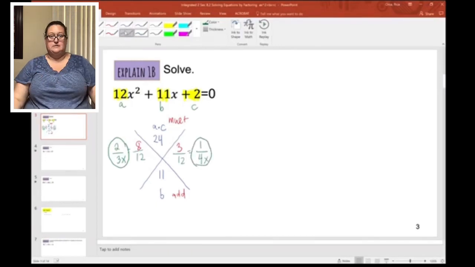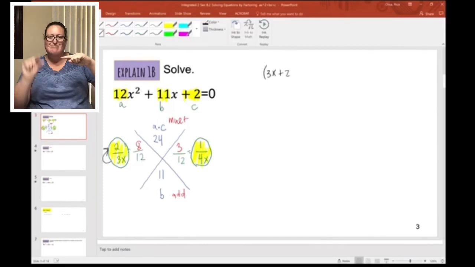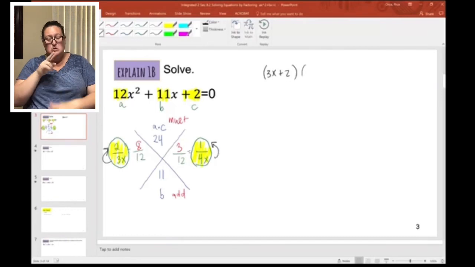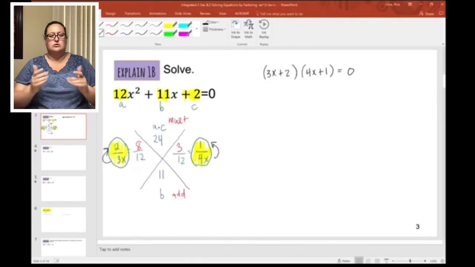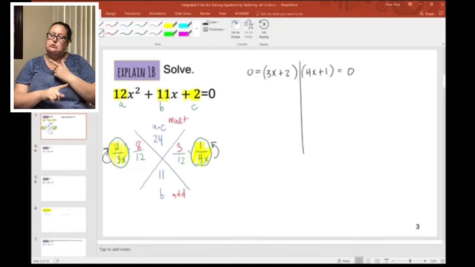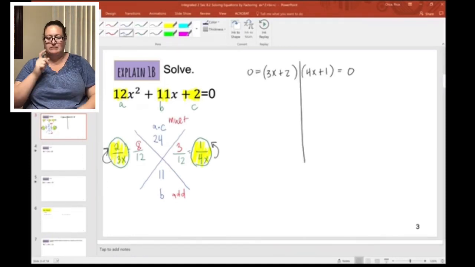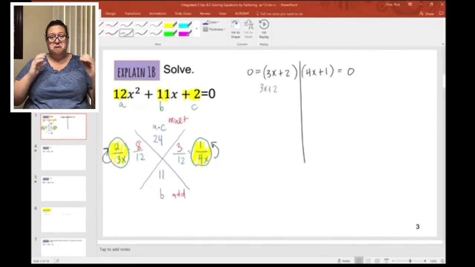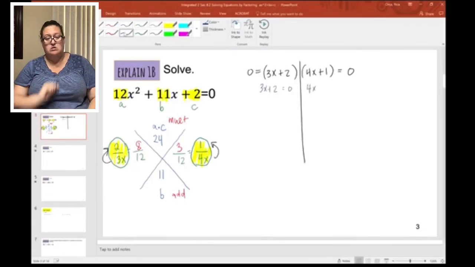Now let's write out our factors. Write the factors from the bottom up. So it's 3x plus 2 times 4x plus 1 equals 0. Now let's use the zero product property to solve for x. Set each factor equal to 0. And we get 3x plus 2 equals 0, and 4x plus 1 equals 0.